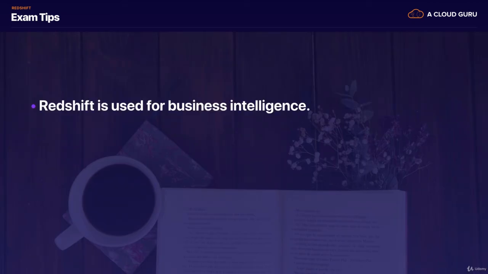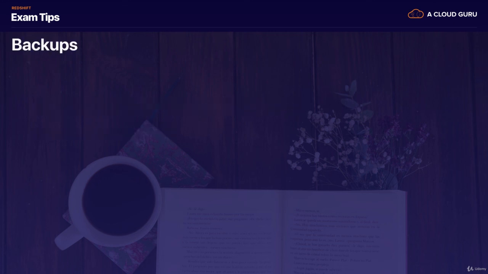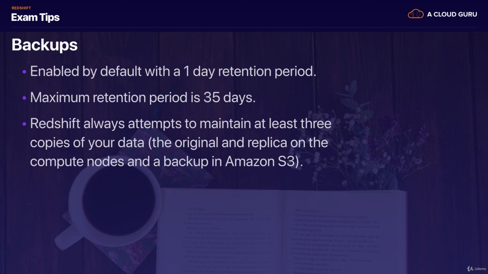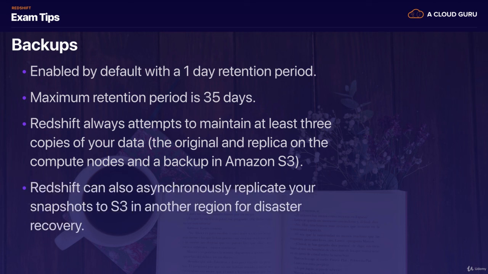And then just onto my exam tips, just remember that Redshift is used for business intelligence. It's only available in one AZ. And in terms of backups, it's enabled by default with a 1-day retention period, and your maximum retention period is 35 days. And then Redshift will always attempt to maintain at least 3 copies of your data, the original and the replica on the compute nodes, as well as a backup in Amazon S3. And Redshift can also asynchronously replicate your snapshots to S3 in another region for disaster recovery.